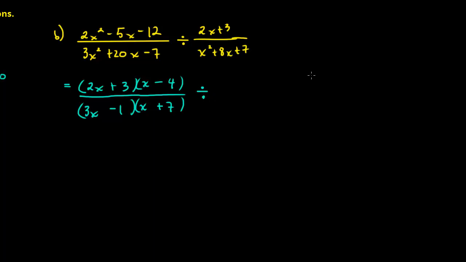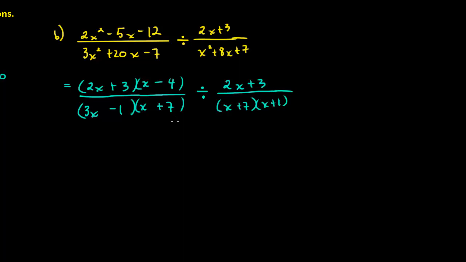Then let's see if we can factor our divisor. The numerator is already factored, we can't factor it. The denominator, since it has a coefficient of 1 beside the quadratic term, we can factor it by asking what two numbers multiply to 7 and add to 8. So this factors to x plus 7 times x plus 1.